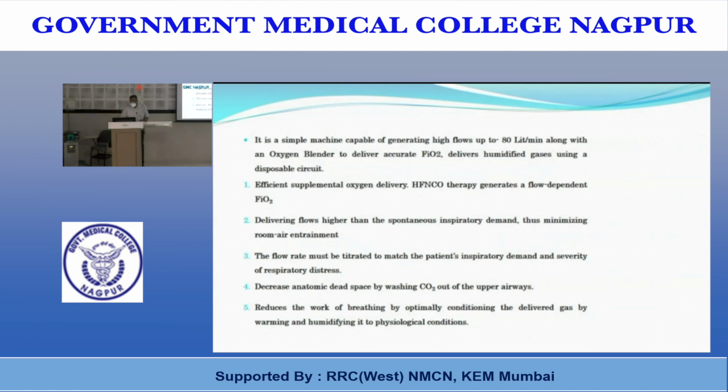Here, delivering flows higher than the spontaneous inspiratory demand is essential to maintain FiO2 by minimizing room air entrainment. So with high flow nasal oxygen, anatomic dead space also decreases, as it washes out the CO2 from the upper airways. It reduces the work of breathing.